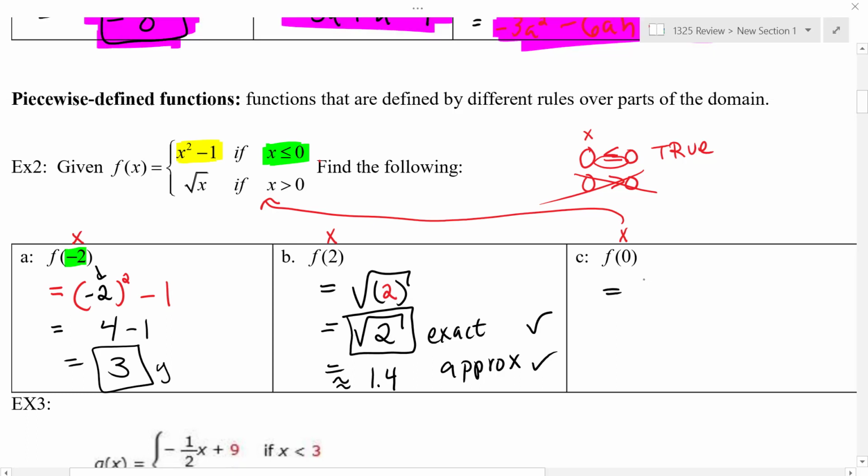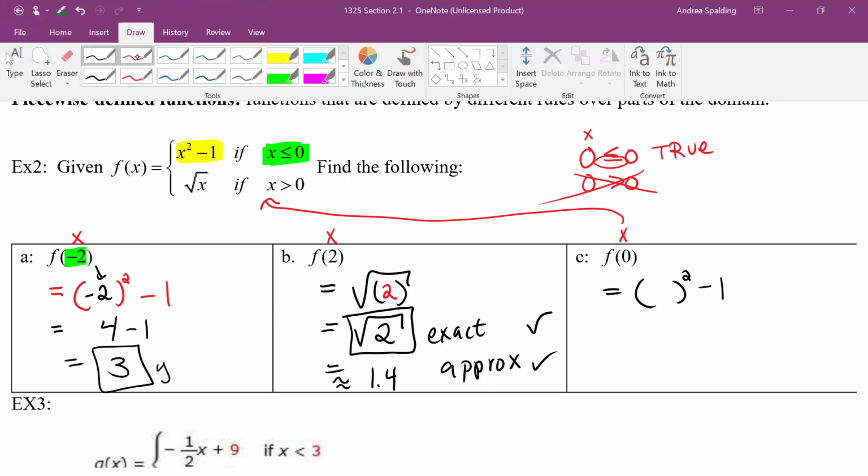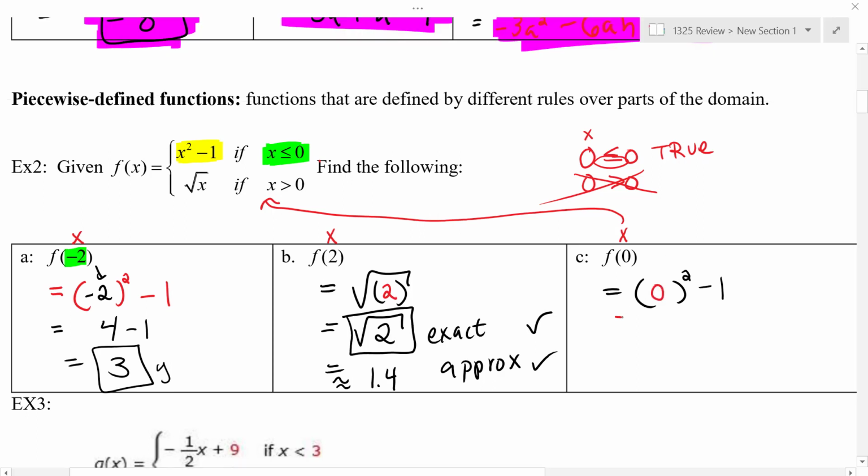Alright, so I'm going to write out my equation, x squared minus 1, replacing x with parentheses. And I'm going to drop the 0 into that parentheses. 0 squared is 0. 0 minus 1 gives us a final answer of negative 1. Alright, so for piecewise defined functions, you have to take the x value, test it in both of the inequalities. Whichever inequality comes back true, then you use the equation in front of that true inequality to evaluate the function.